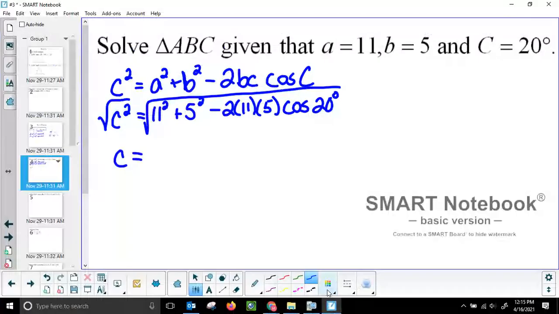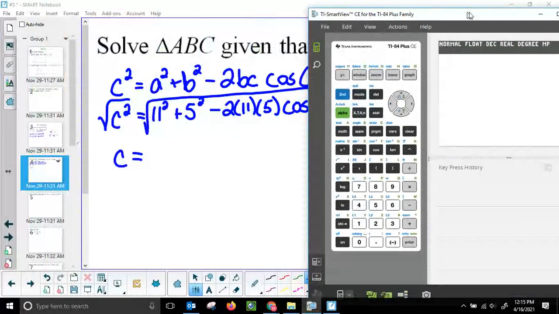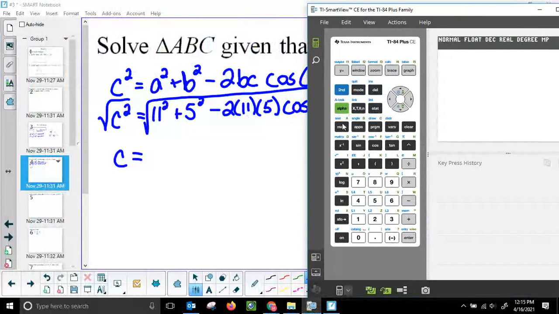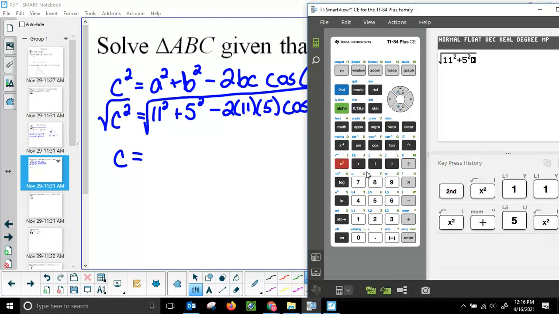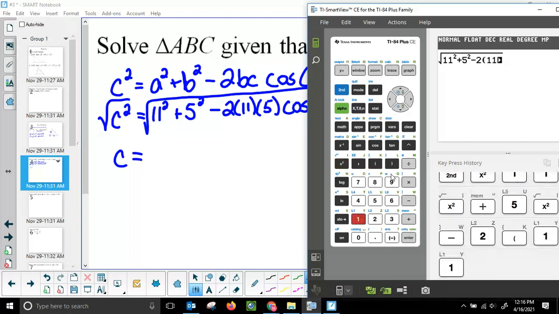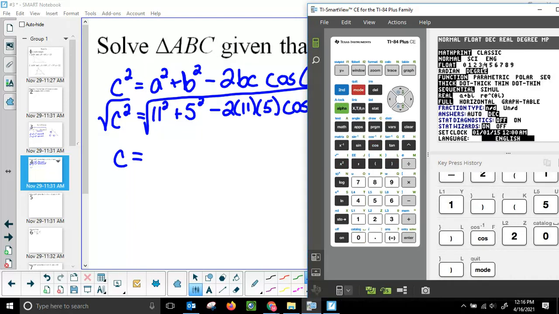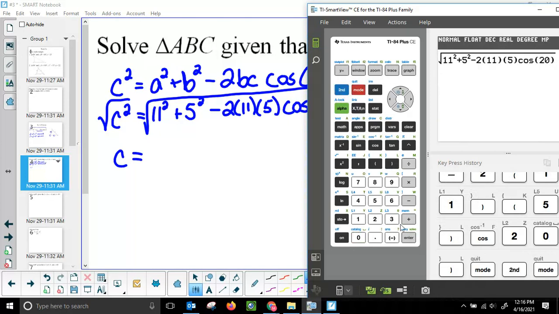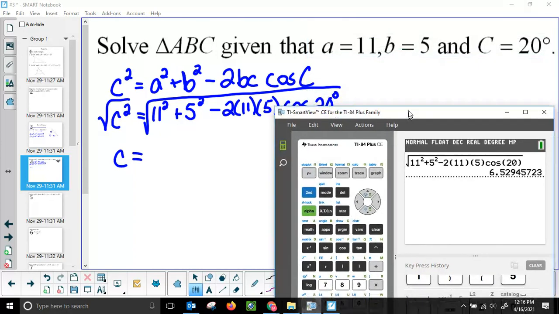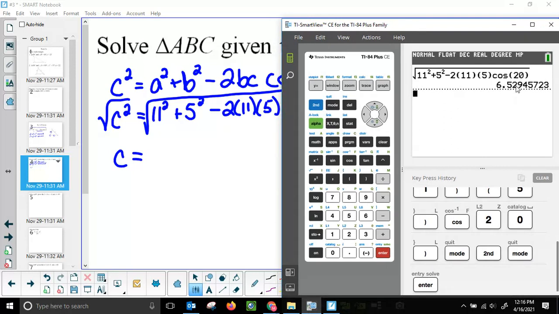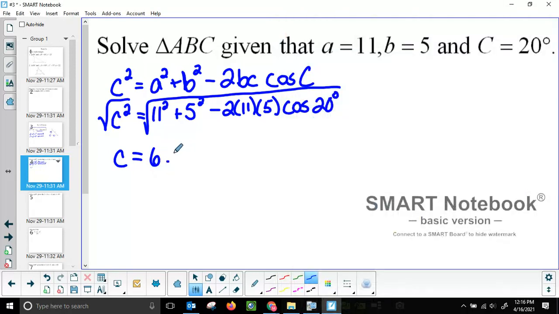And we can go ahead and just plug this right into our calculator like we see it. So we've got the square root of 11 squared plus 5 squared minus 2 times 11 times 5 times the cosine of 20 degrees. Again, we do want to make sure we're in degree mode, of course, but we are, so this is fine. When we do that, we get 6.529. All right, so there's our first piece.